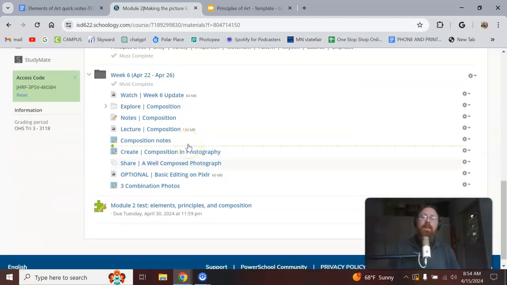Make sure you're taking those notes. You've got the test, but you also have the combination photos and composition photos that you will be taking for this assignment. Okay, so more on that, and I look forward to seeing all of your wonderful pictures coming in.